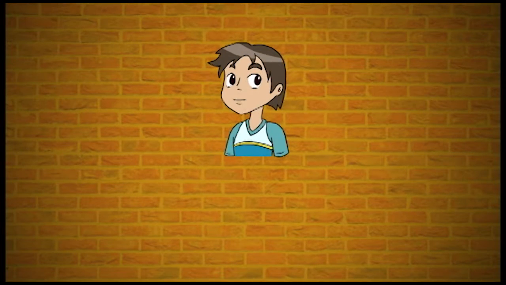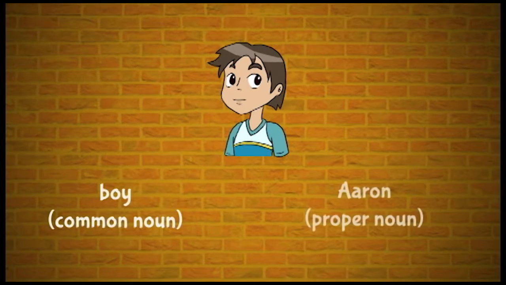The same person, place, or thing can be referred to by both common and proper nouns. For example, this guy here. You can refer to him with a common noun, a boy, or his specific name, Aaron.